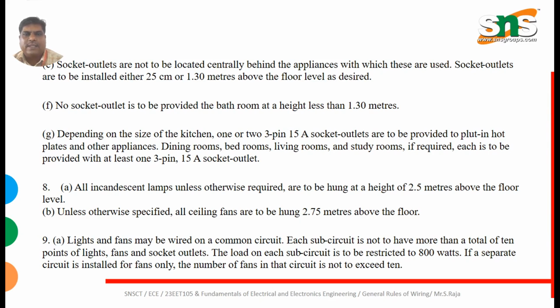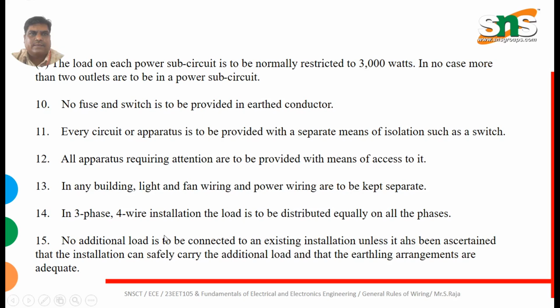The load on each subcircuit is to be restricted to 800 watts. If a separate circuit is installed for fans only, the number of fans in the circuit is not to exceed 10. The load on each power subcircuit is to be normally restricted to 3000 watts. In no case are more than 2 outlets to be in a power subcircuit.